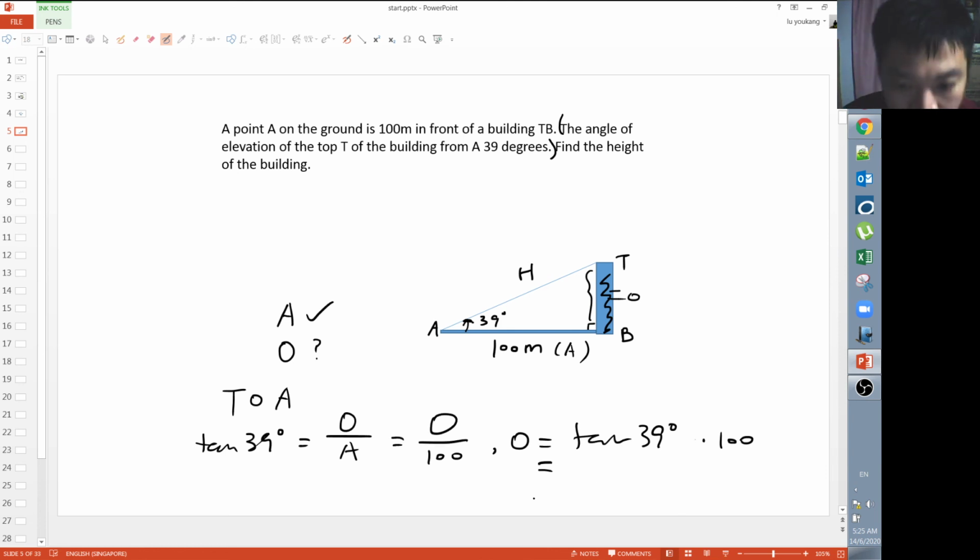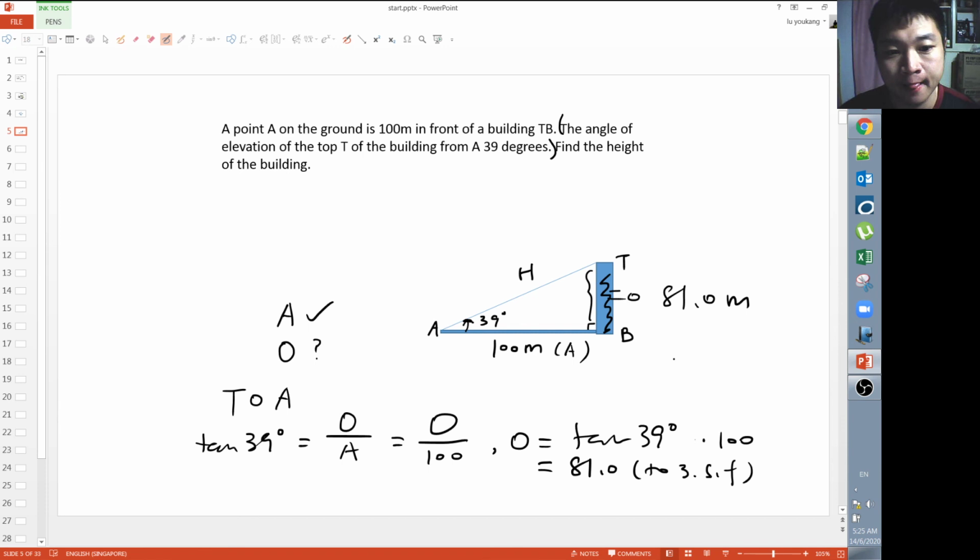If you have your calculator with you, punch your calculator, you should get 81.023. To 3 significant figures, the height of the building is actually 81.0. So you can actually see how you can make use of the concepts of trigonometry and the concepts of angle of elevation to solve this question.